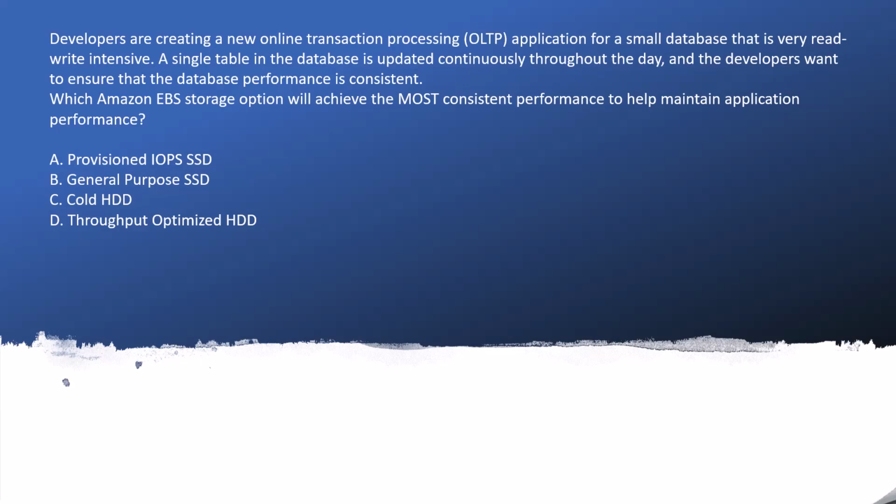So the question is saying that developers are creating a new online transaction processing application. This is the OLTP, and they have mentioned that it is a small database that is very read write intensive. So I will mark the hint here that they are trying to say read write intensive means there is a lot of write as well as read happening. A single table in the database is updated continuously throughout the day, and the developers want to ensure that the database performance is consistent. So I will mark another hint. It is consistent. Which Amazon EBS storage options?